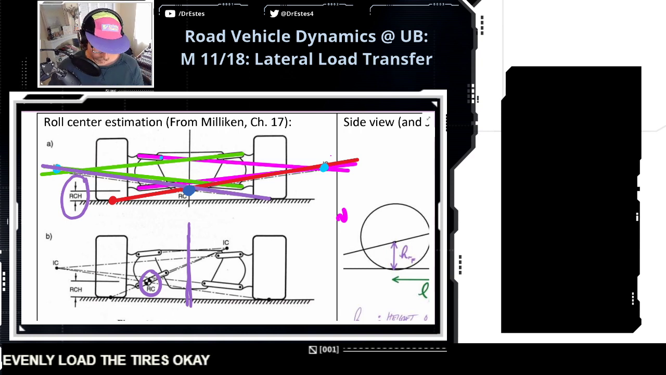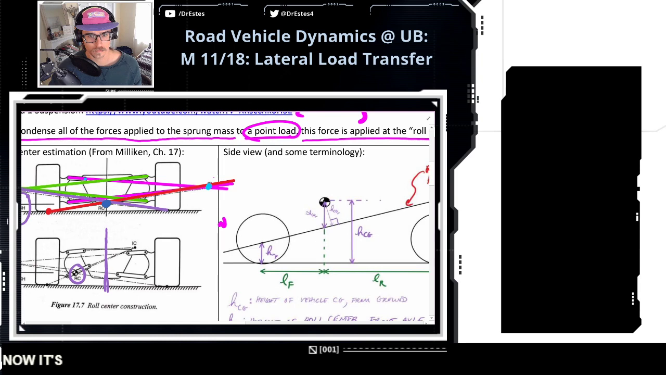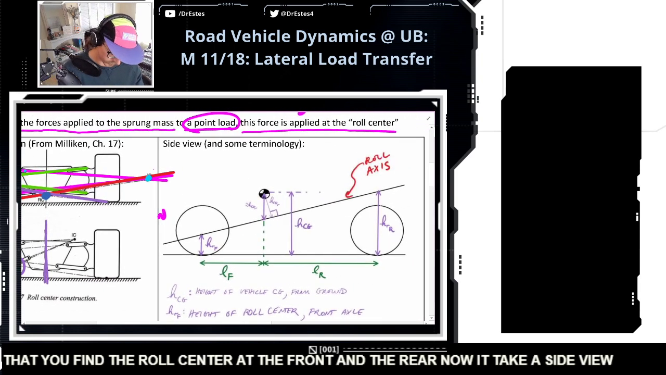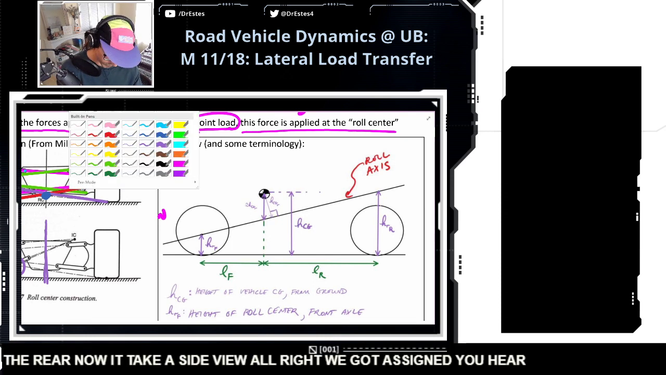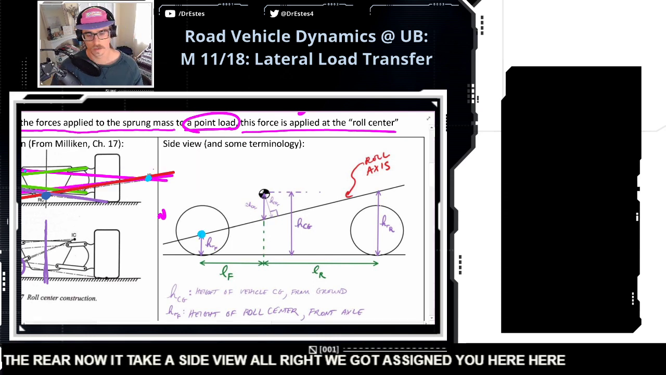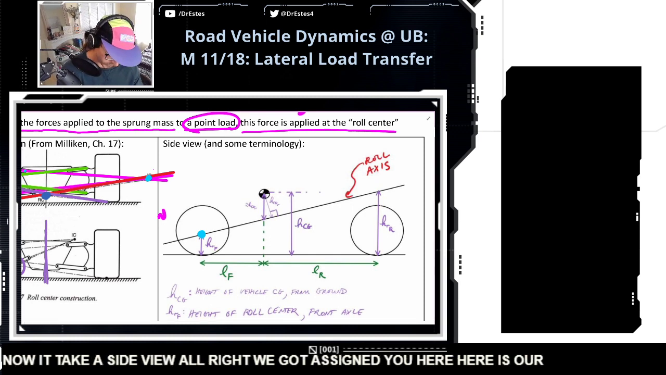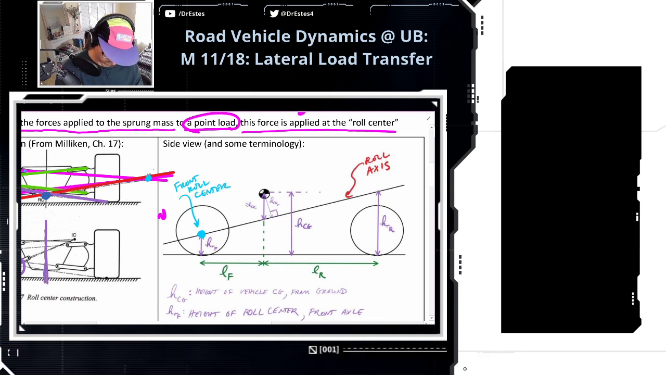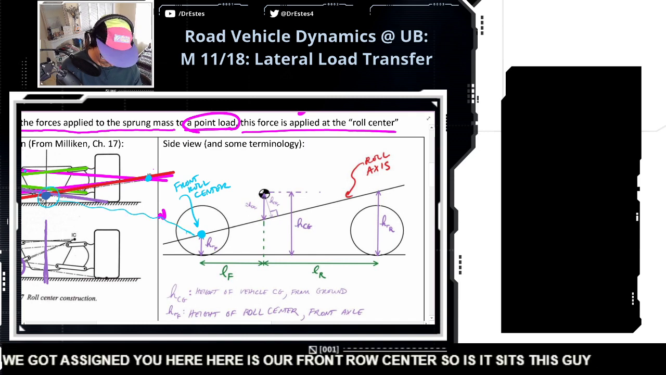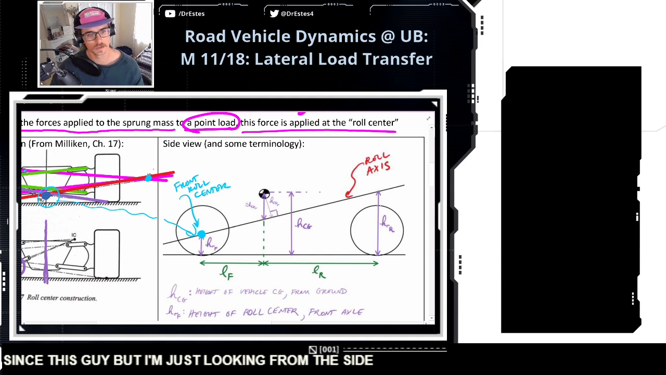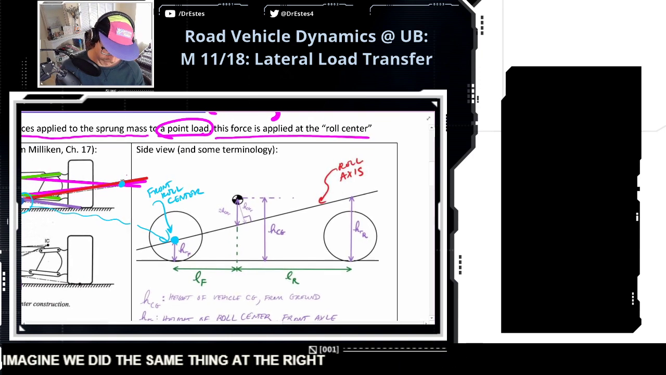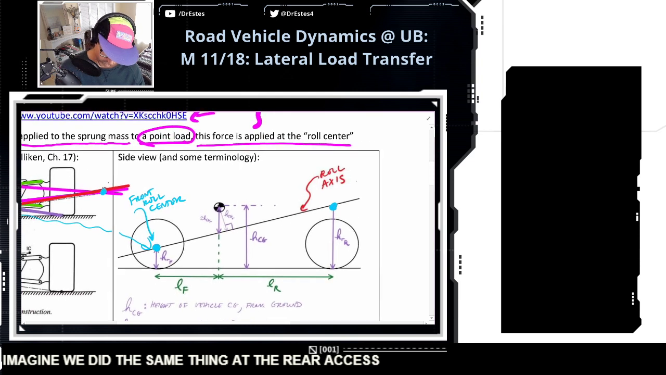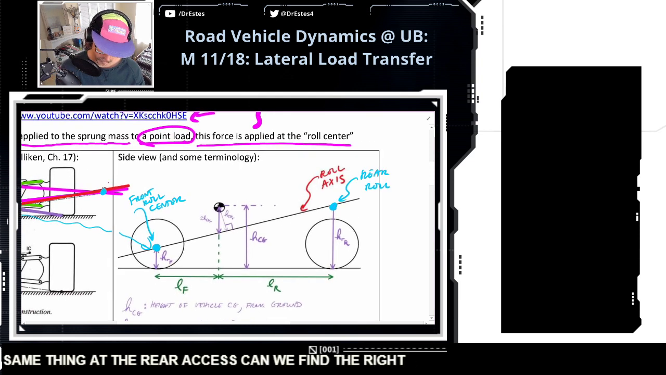Okay, so imagine that you find the roll center at the front and the rear. Now let's take a side view. All right, we got a side view here. Here is our front roll center. So it's this guy, but now I'm just looking from the side. And then let's imagine we did the same thing at the rear axle, and we find the rear roll center.